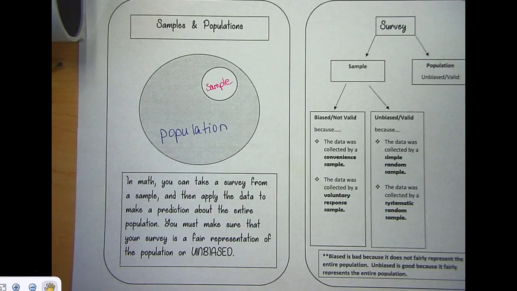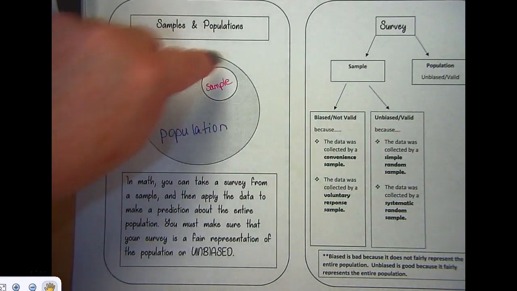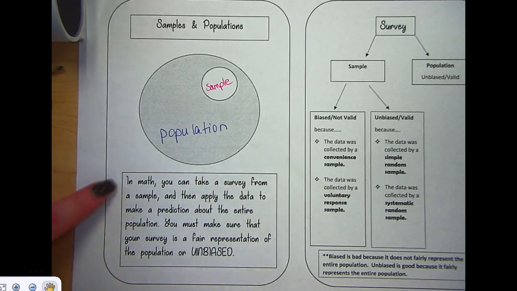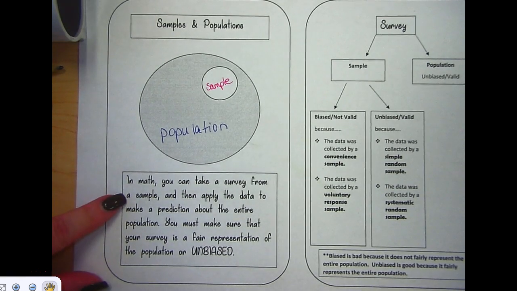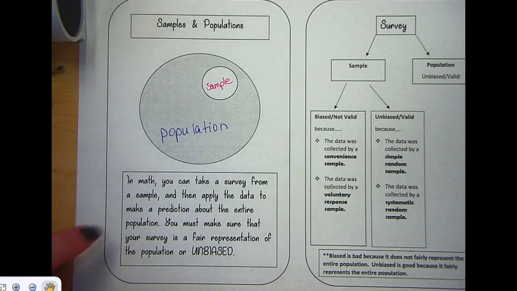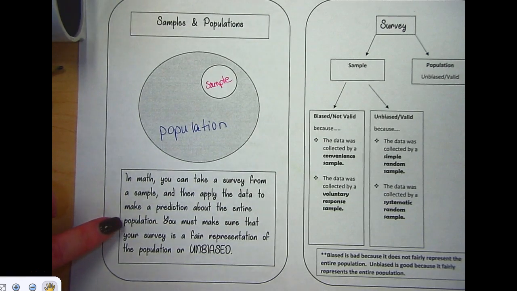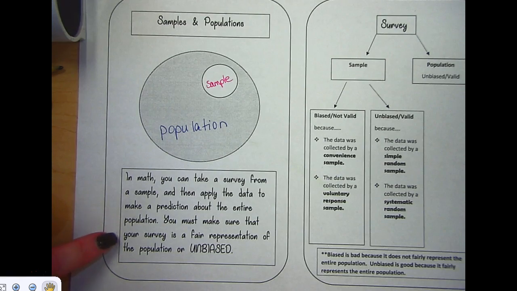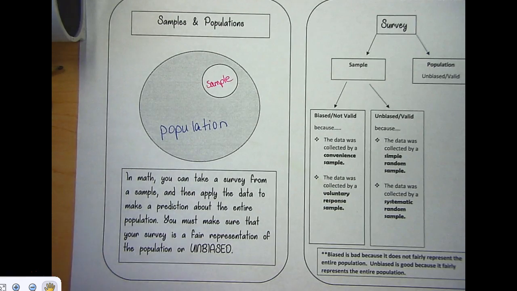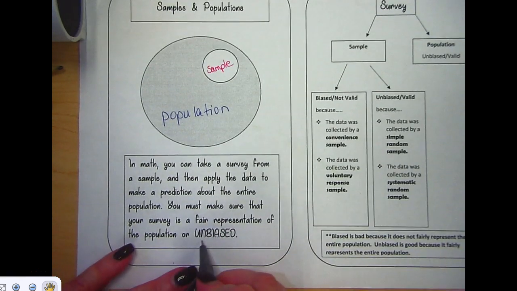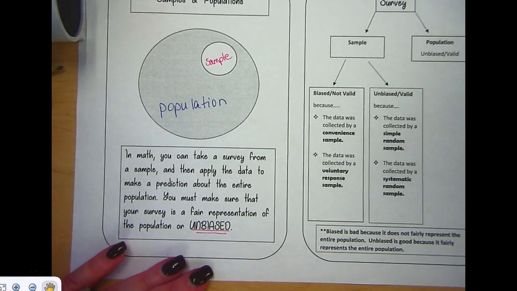If you take a survey, you can survey just a sample of the entire population. Okay? But you have to make sure that you do that in a way that is fair and represents all of the people in this population. So in math, you can take a survey from a sample and then apply the data to make a prediction about the entire population. You must make sure that your survey is a fair representation of the population, or that it is unbiased. That is the word that you need to know. When it is fair, it is unbiased.